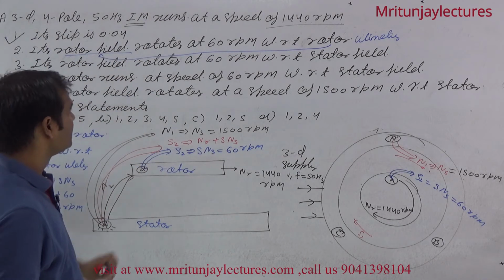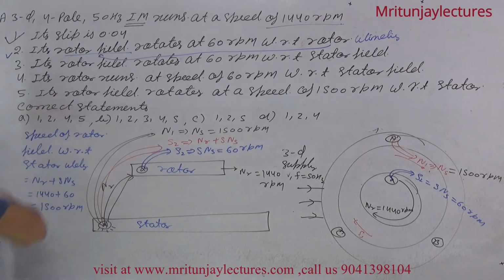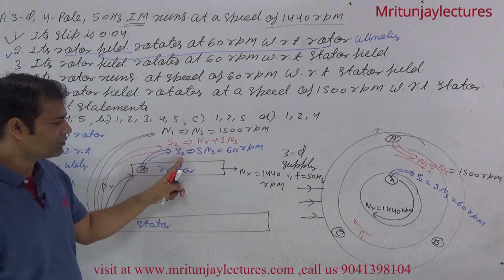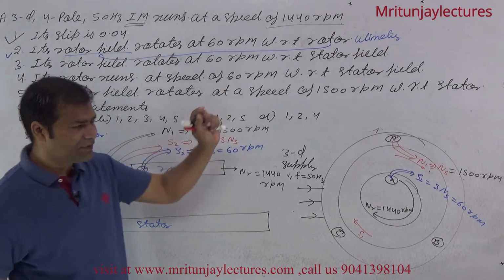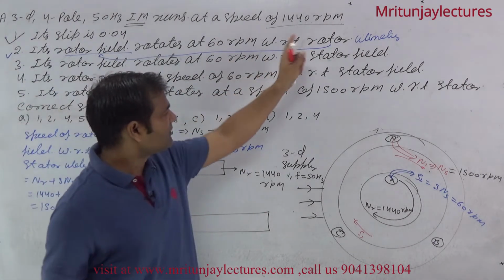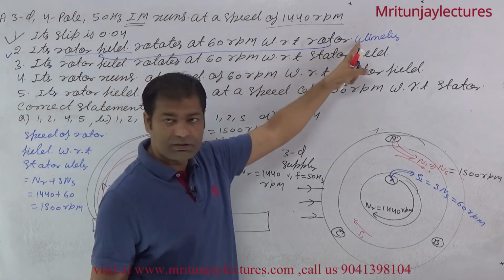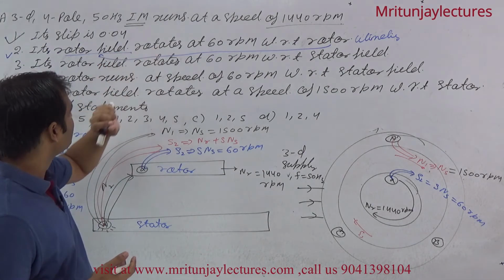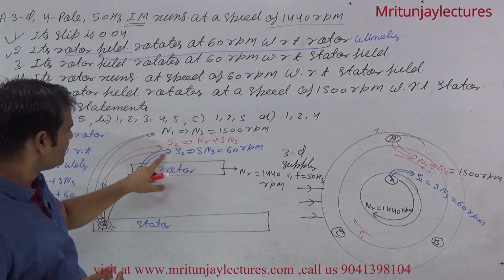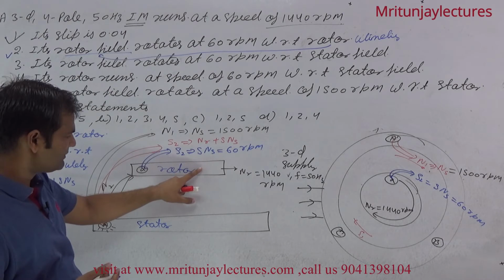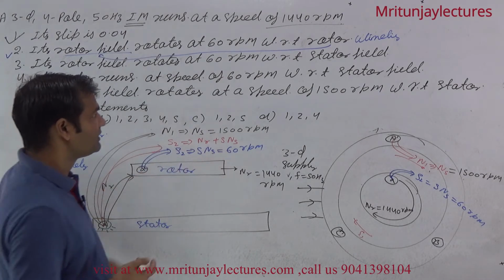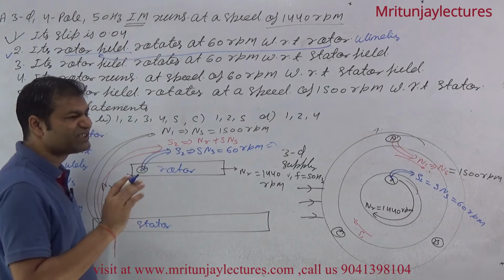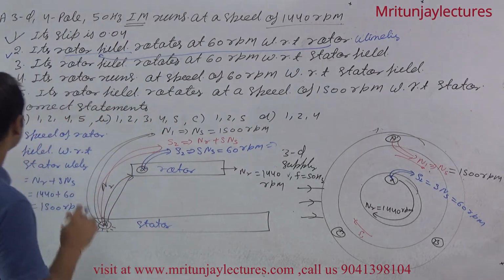Clear? It means the B option is correct, so the second option is correct. Which speed is 60 rpm, the rotor field like this one. If in doubt, if it is written with respect to rotor, it means you sit on the rotor and see the rotor field. This is the rotor field, and you sit on this one. This speed is the rotor field with respect to the rotor winding. So the second option is correct.